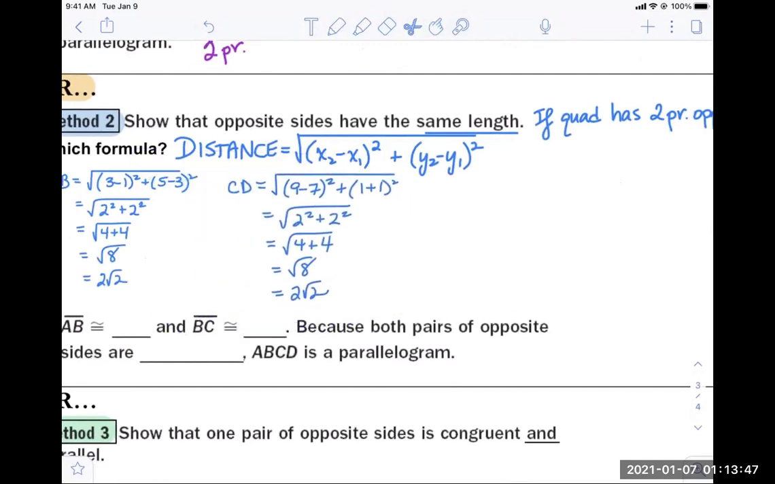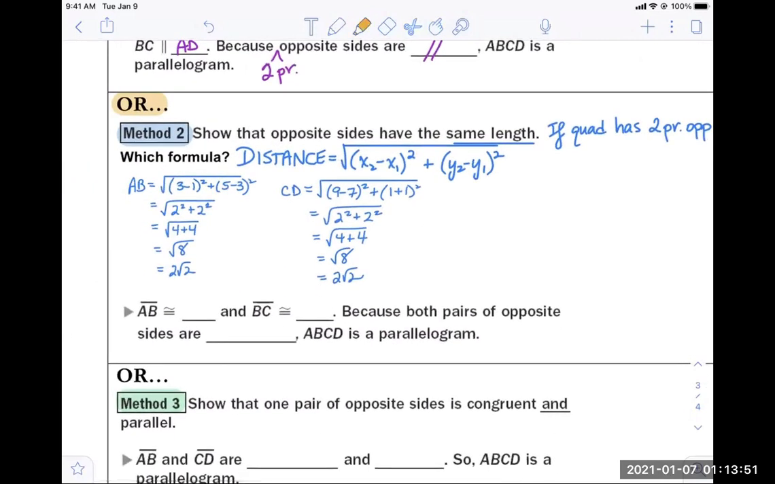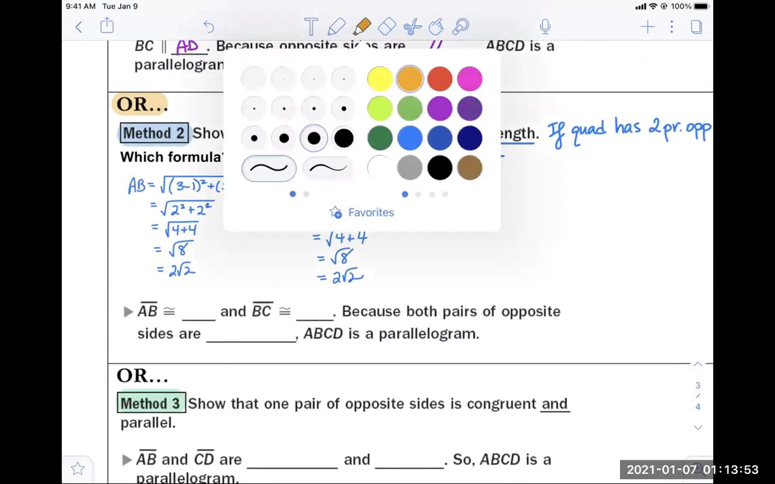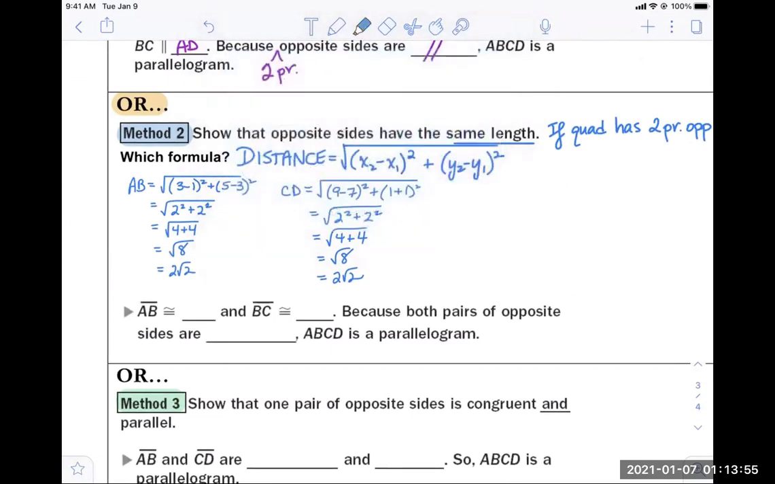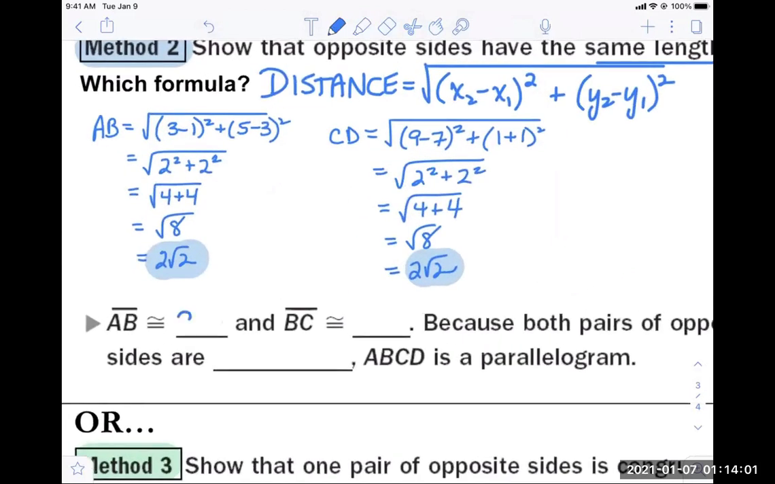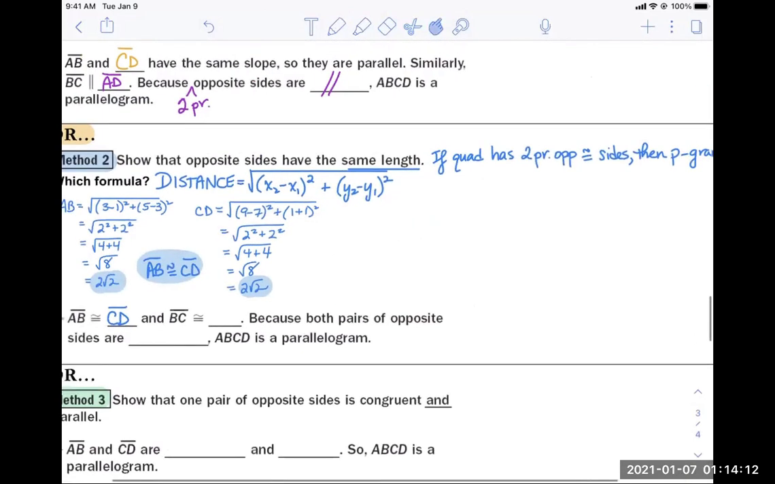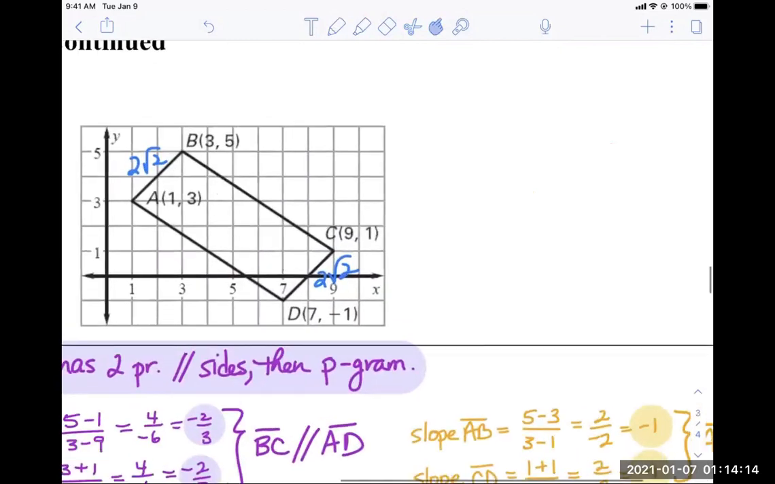Okay, I'll stick that right there. I'm going to notice that these lengths are the same, and that will tell me that AB is congruent to segment CD. Okay, segment AB and segment CD are congruent. All right, I'm going to do the same thing on the other pair of opposite sides.